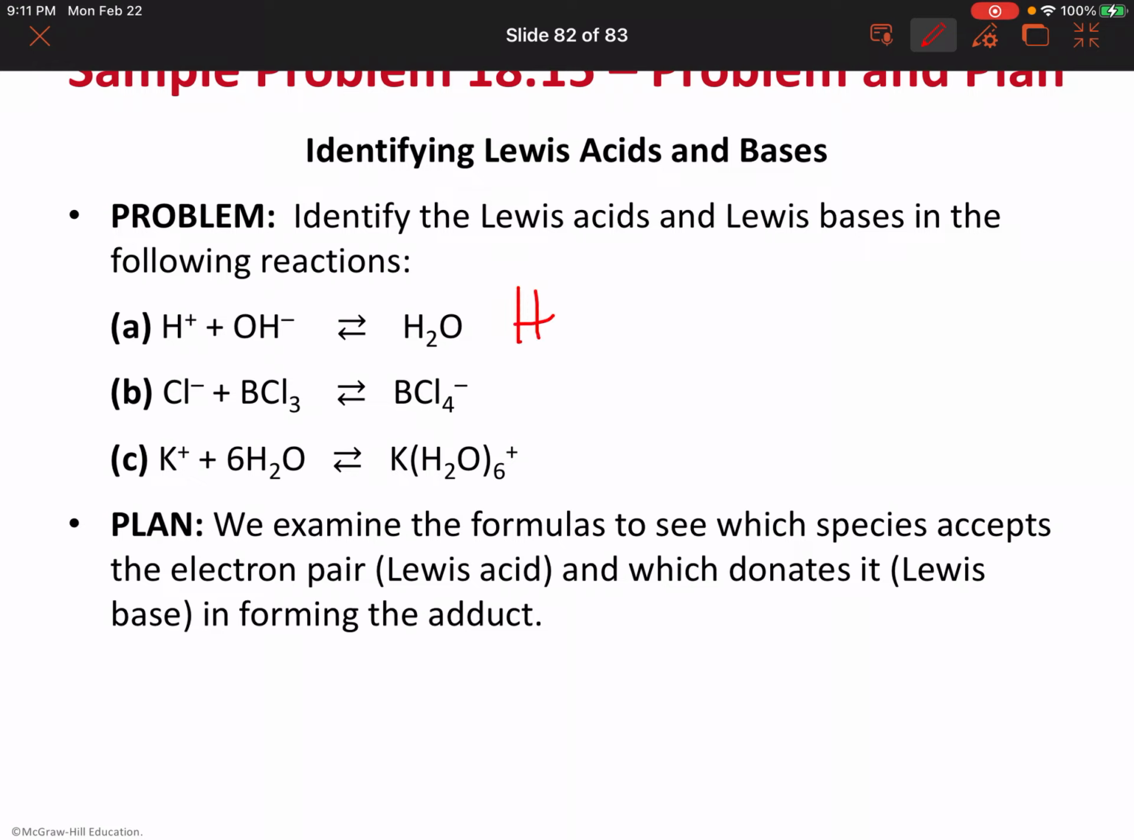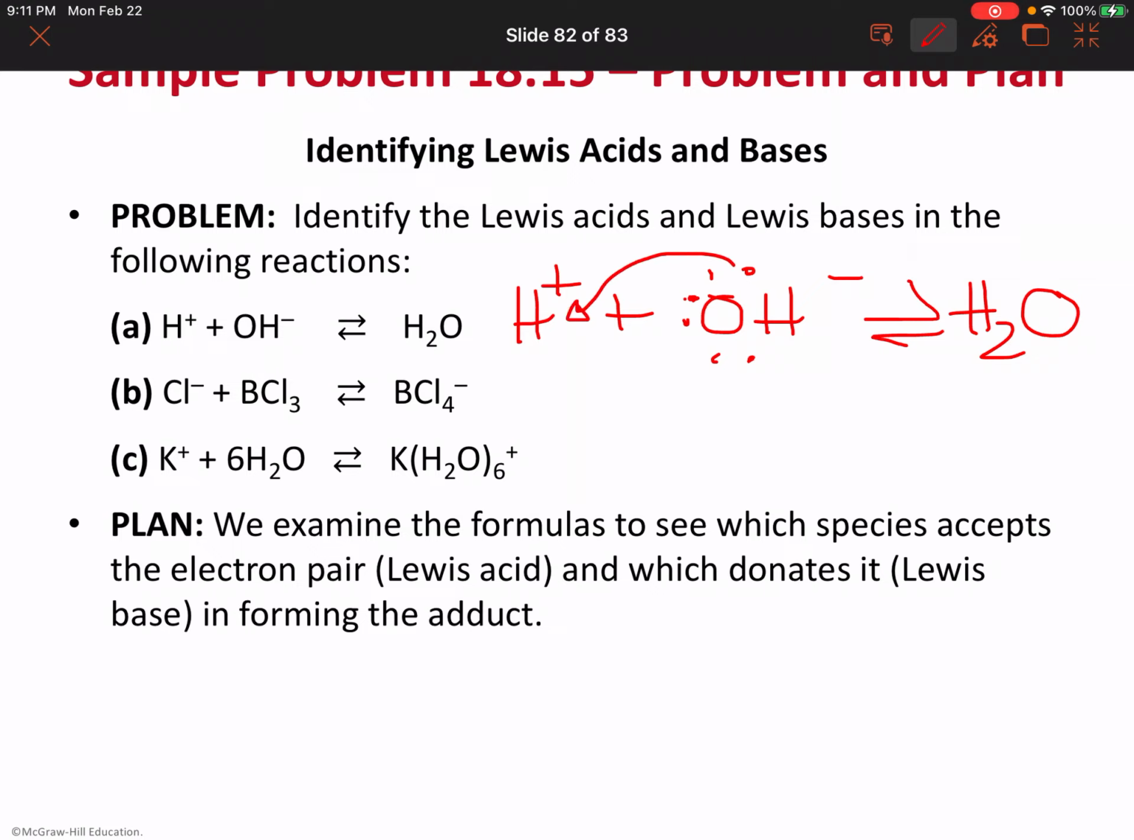So H plus and hydroxide. If you draw the Lewis structure for hydroxide, it looks like this, right? The lone pair of oxygen donates to form a bond with hydrogen and forms water. So hydroxide is going to be the Lewis base and H plus is going to be your Lewis acid.